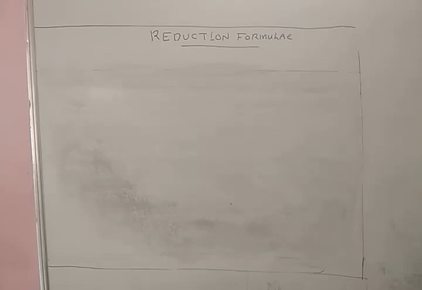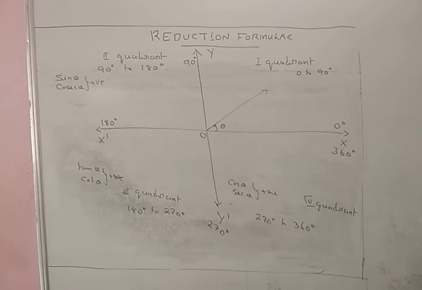Now we move on to one of the most important portions of trigonometry, named reduction formulae and related angles. This is the quadrant system. We already studied the quadrant system. The plane is divided into four equal parts. Each part is called a quadrant: first quadrant, second quadrant, third quadrant and fourth quadrant.